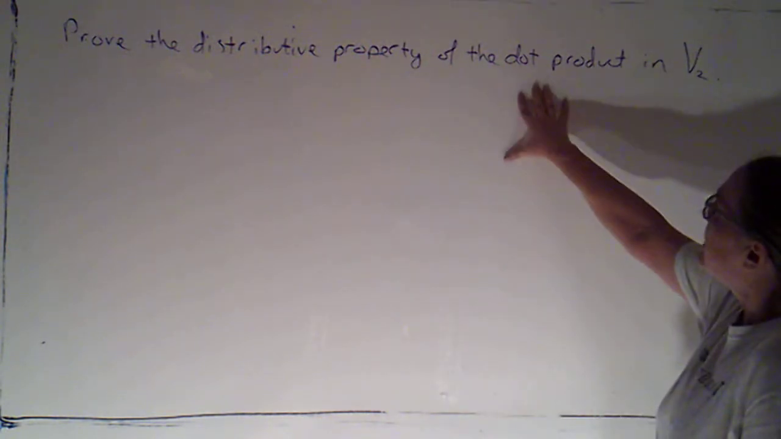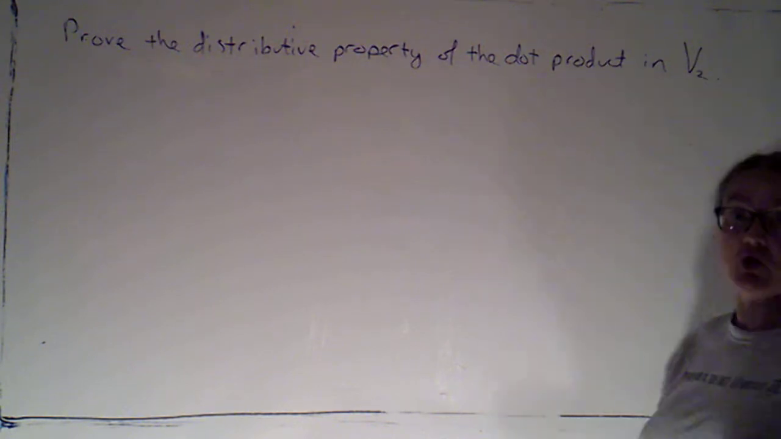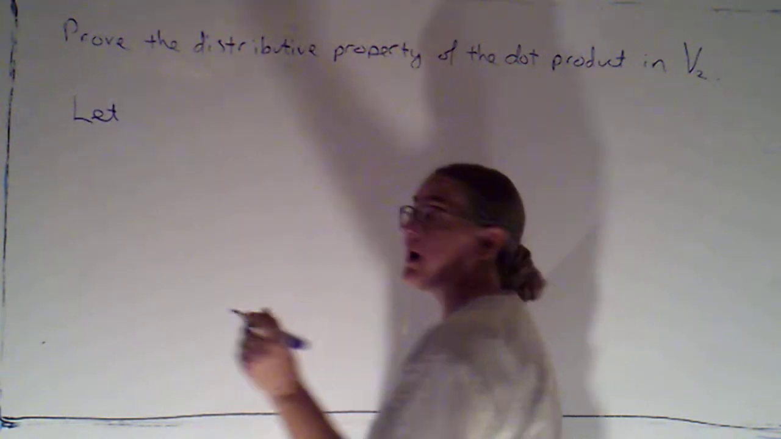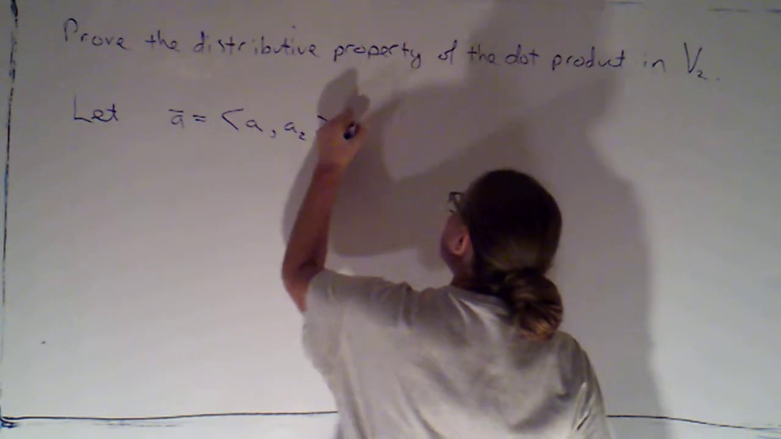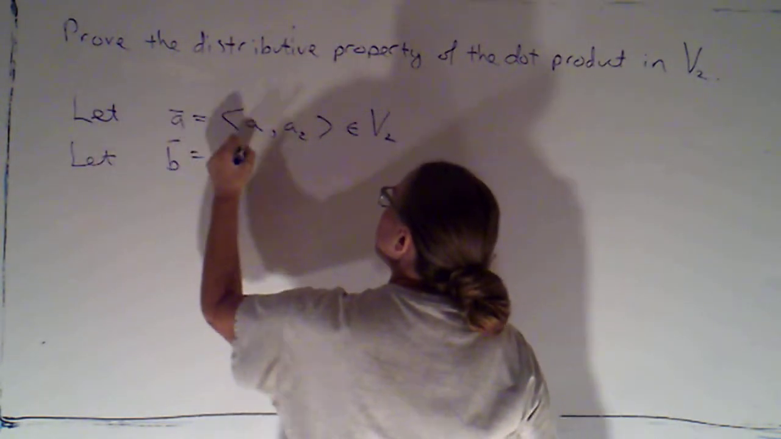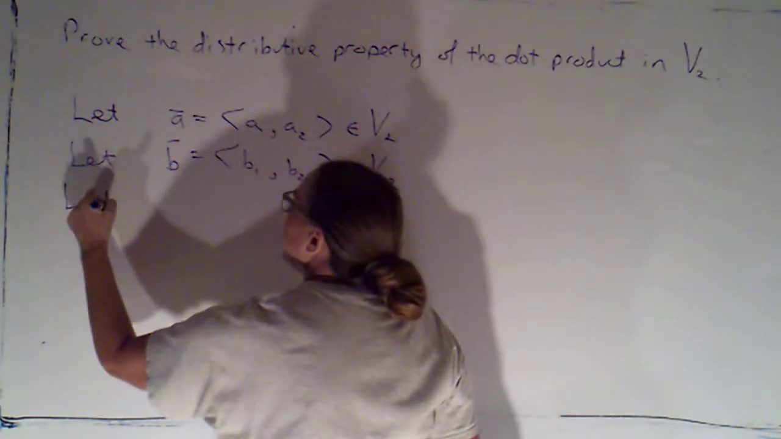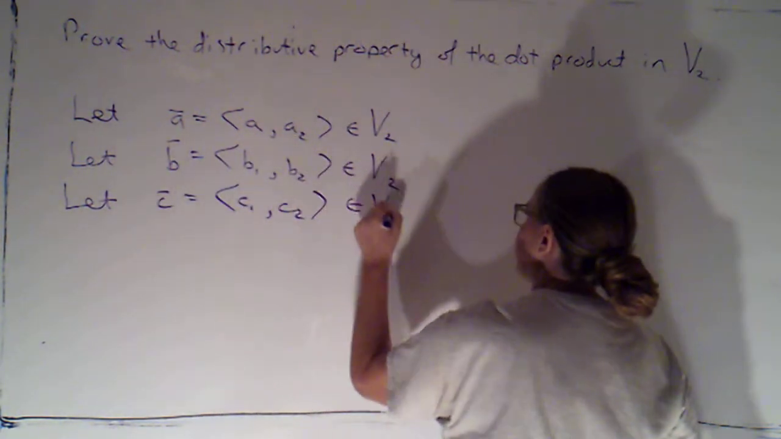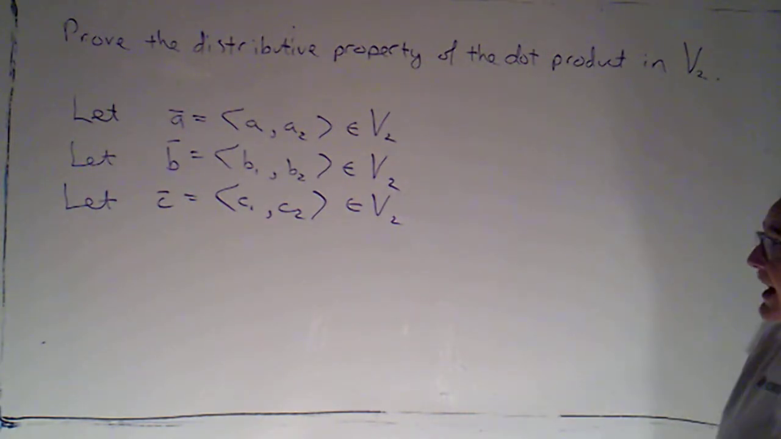Okay, so if I'm looking at the distributive property, I'm going to need 3 vectors in 2 space. Okay, so first thing I do in a proof always is introduce my objects. So I'm going to let A be (A1, A2). That's a vector in V2. I'm going to let B be (B1, B2). That's also in V2. And I'm going to let C be (C1, C2). That's also in V2. Okay, so I've identified my objects.